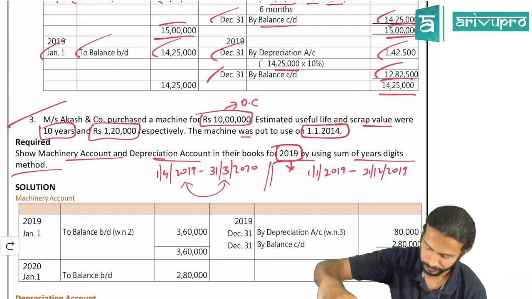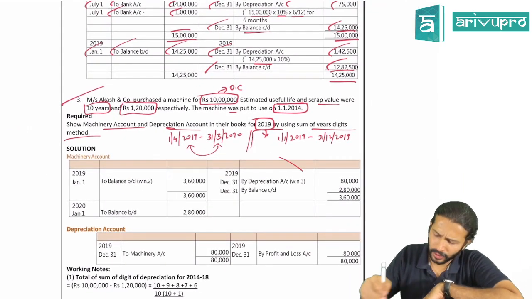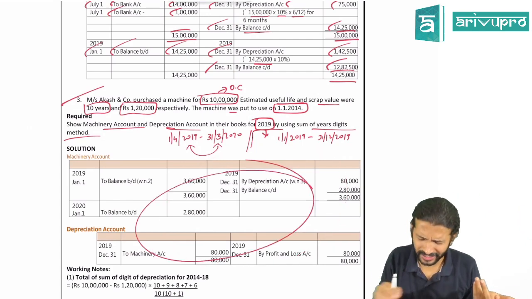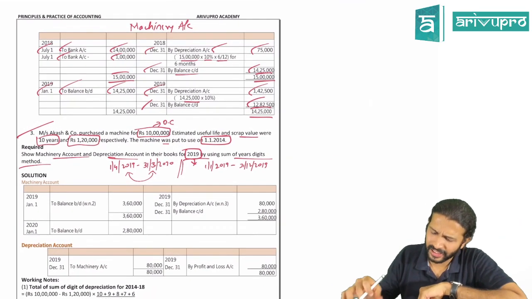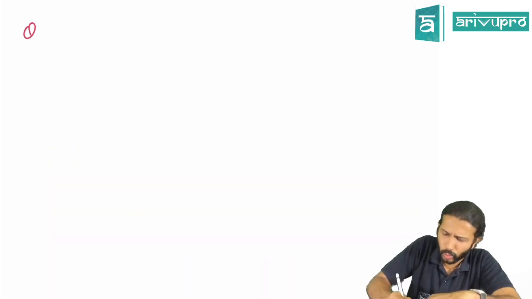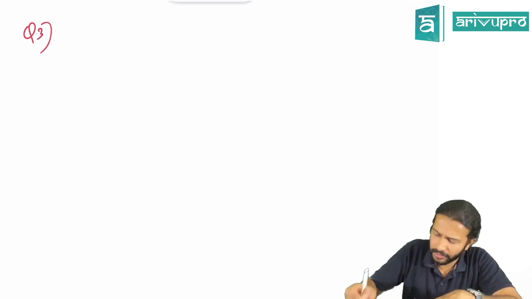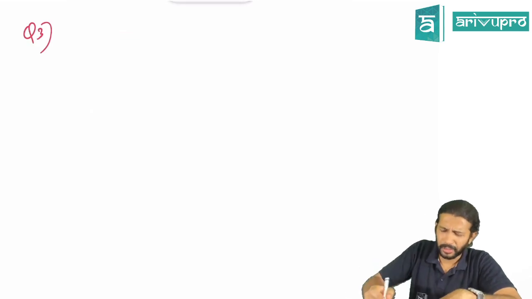Okay, so the sum of years digit method. First, we will put up a working note to calculate depreciation. The ledger has no funda at all, it's a very easy thing. The calculation of depreciation is the funda here. So for question number 3, we'll put up a working note. They have also done a working note here, you can check. That is good only.